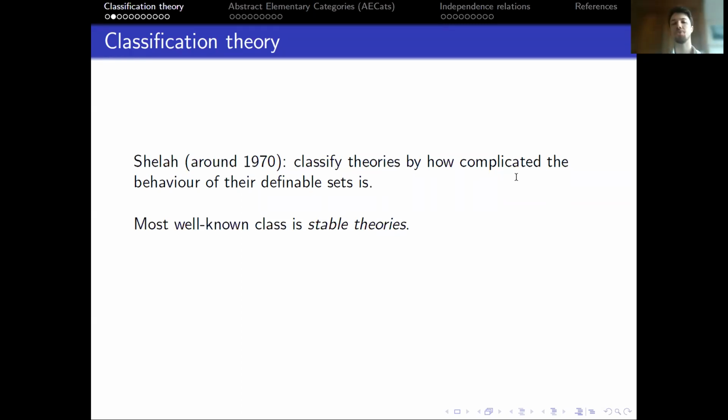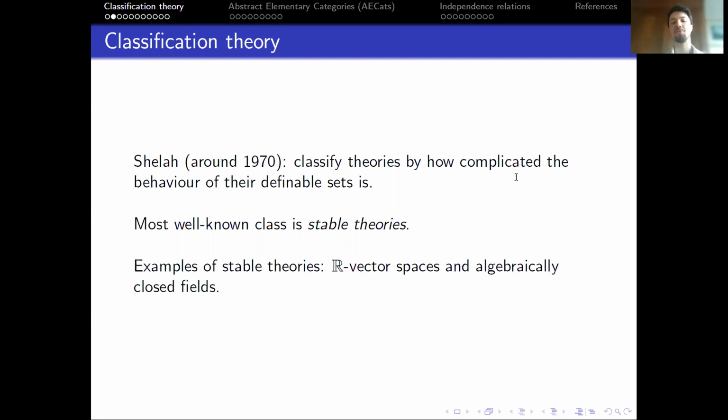So the most well-known class of this classification theory is what we call stable theories. Probably maybe you already heard that name. And some examples of stable theories would be vector spaces or algebraically closed fields. So these are very well-behaved structures in that sense.